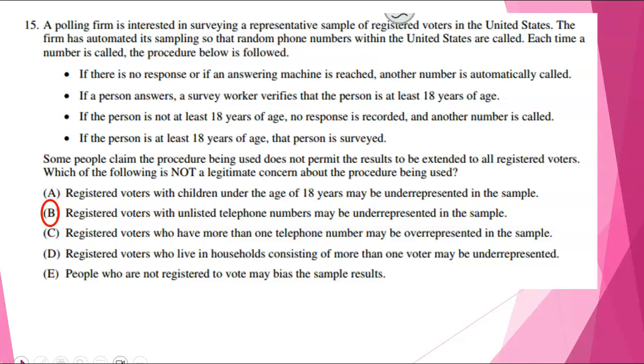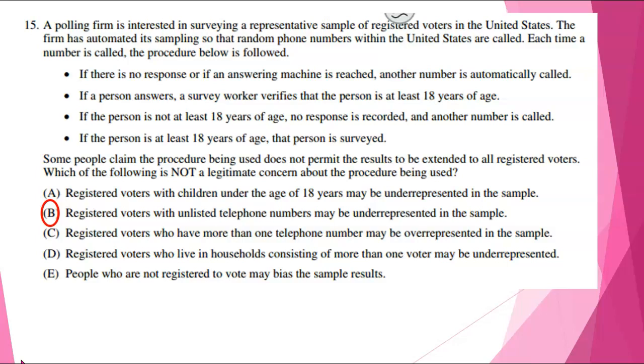All right, registered voters who have more than one telephone number may be overrepresented in the sample. That is a legitimate concern. Registered voters who live in a household consisting of more than one voter may be underrepresented. That's a legitimate concern as well. And people who are not registered to vote may bias the sample results. That's a legitimate concern as well, because there was no part of the questioning that asked if they were registered voters. So for number 15, our answer is going to be B.